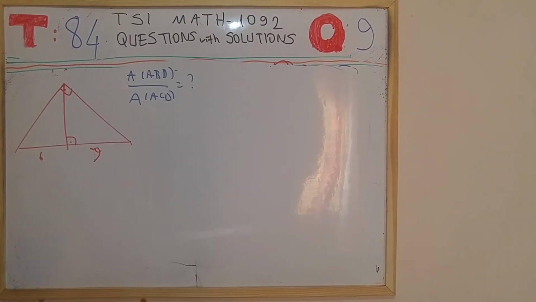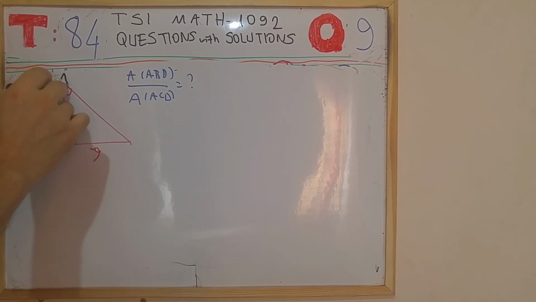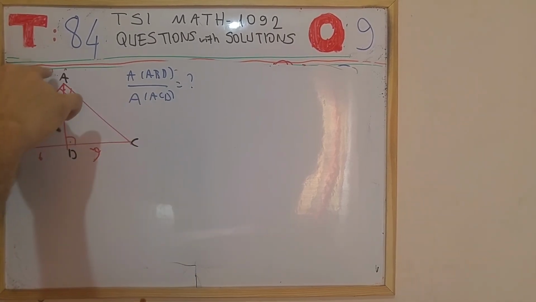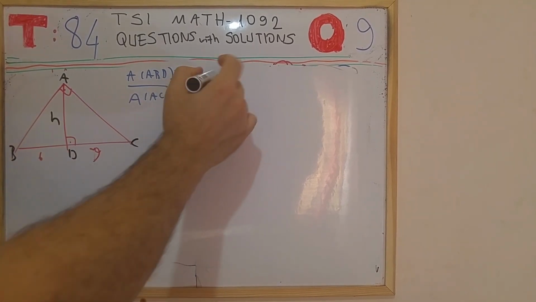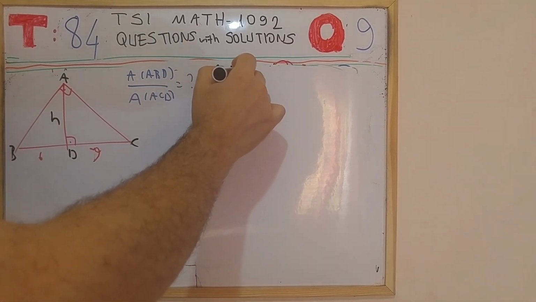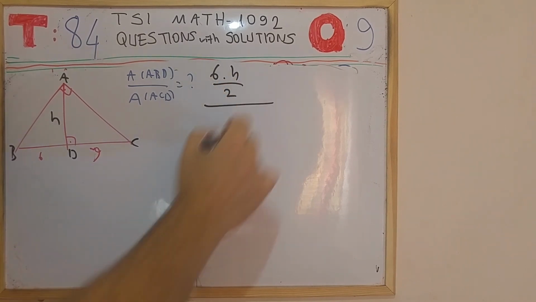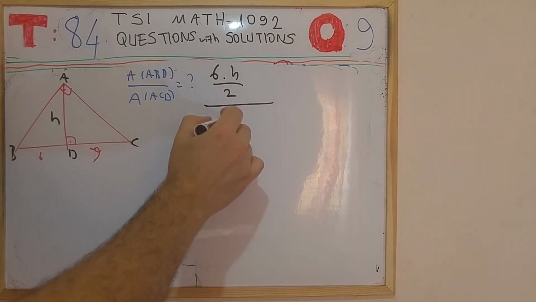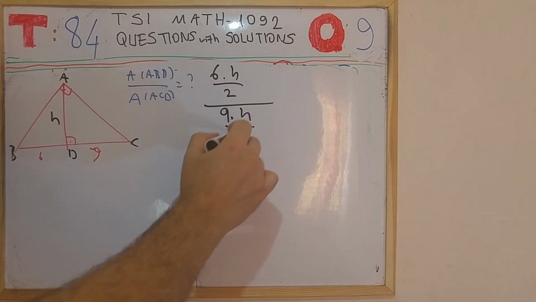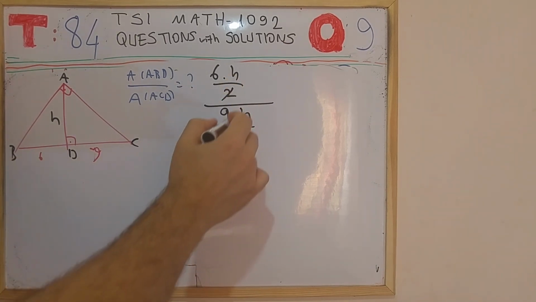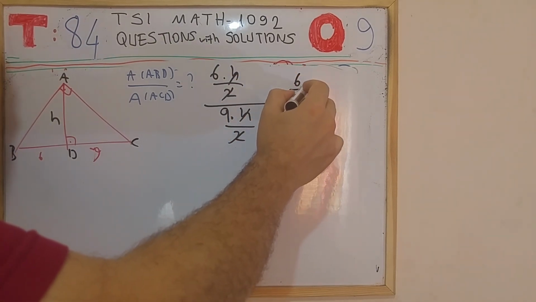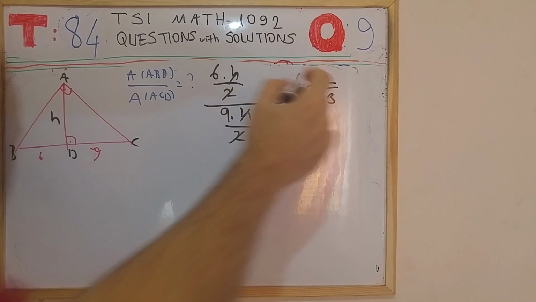I don't know how much, but the height for both triangles A, B, C, D is equal to AD. Let me call it H. So the area of ABD is equal to its base, that is 6 times H over 2. And the area of the second triangle ADC is equal to its base, that is 9 times H over 2. Again, 2 cancel each other out and H cancel each other out. What I have is 6 over 9, which is equal to 2 over 3.